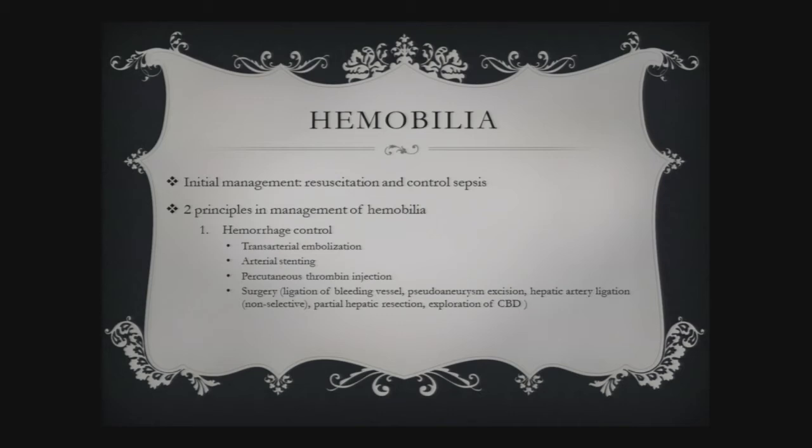You can ligate the bleeding vessel. You can excise the pseudoaneurysm. You can do a partial hepatic resection, explore the common bile duct. And the other principle is biliary patency. You want the bile ducts to be open. Bile needs to be able to flow out. So doing an endoscopy with a sphincterotomy, which was done, removing blood clots, or inserting a biliary stent, which is also done.